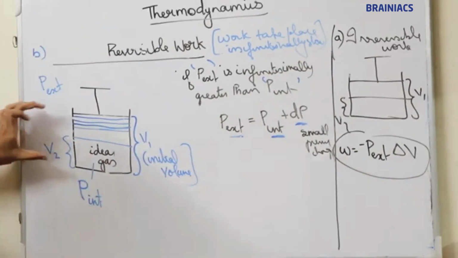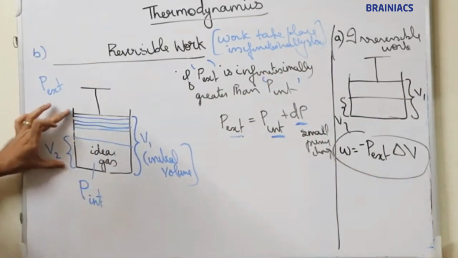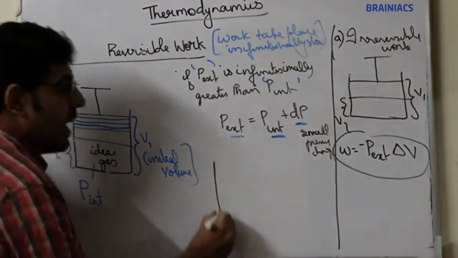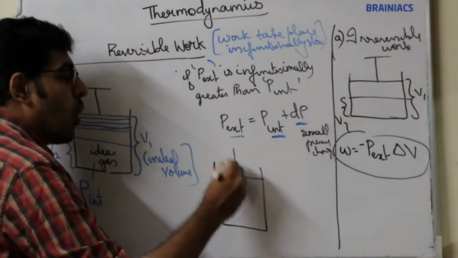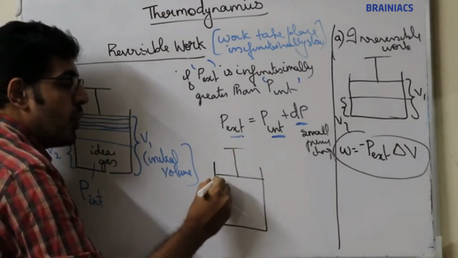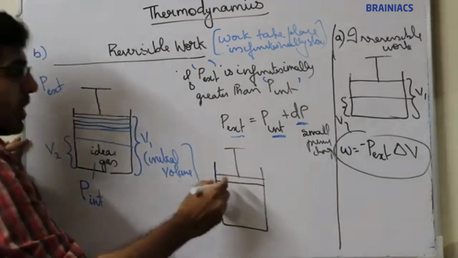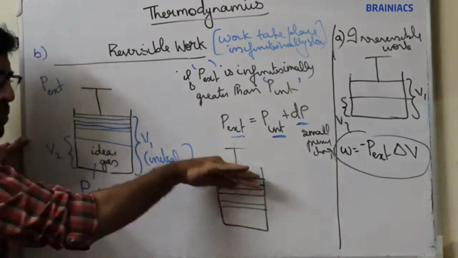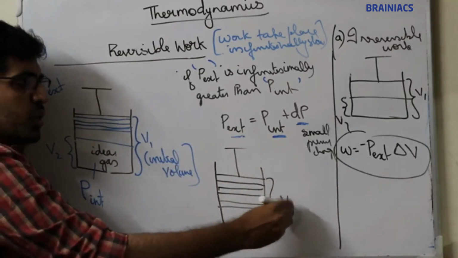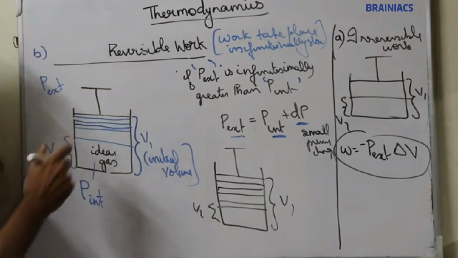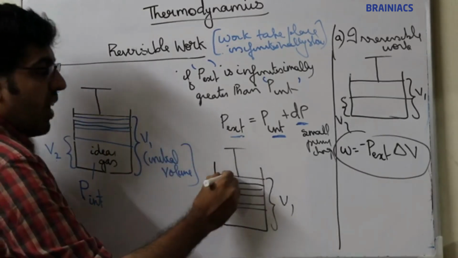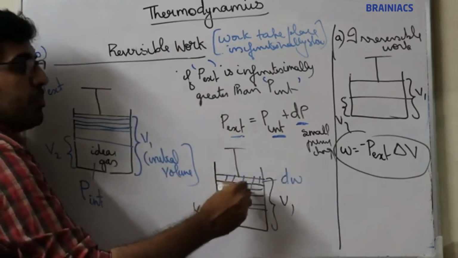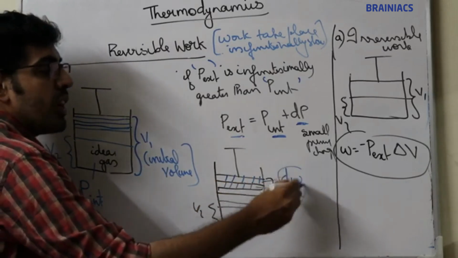But here the piston is not moving rapidly from V1 to V2. It is taking so many steps. First it moves from here to here, then from here to here, then from here to here. So the piston is moving from V1 to V2 by taking so many steps. Let the work done in each step be dW, small work.